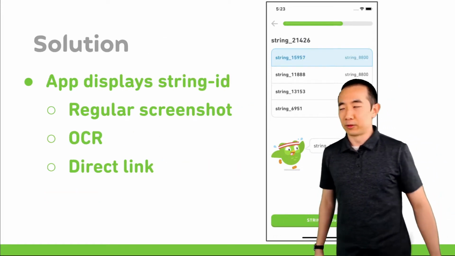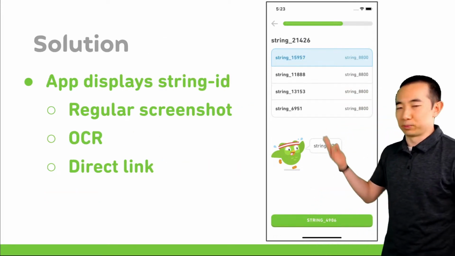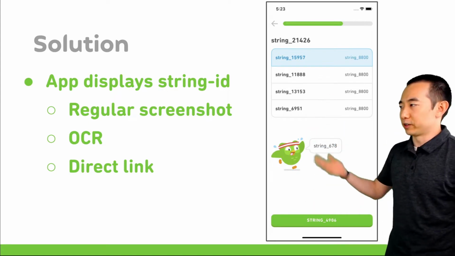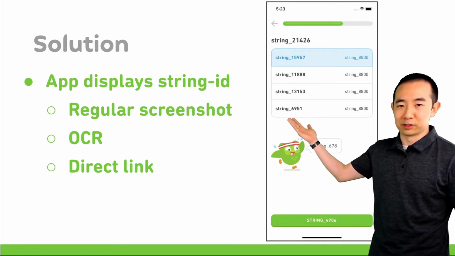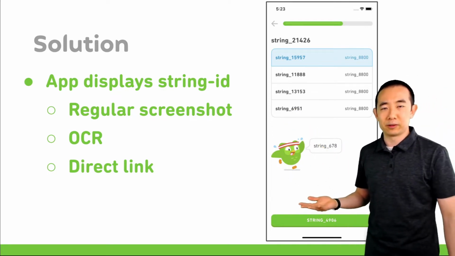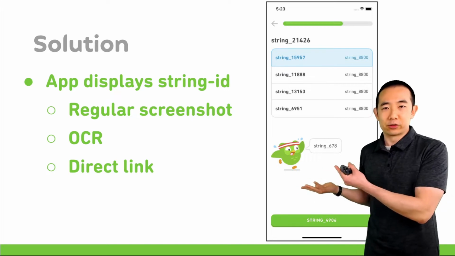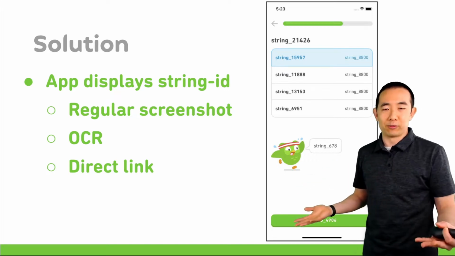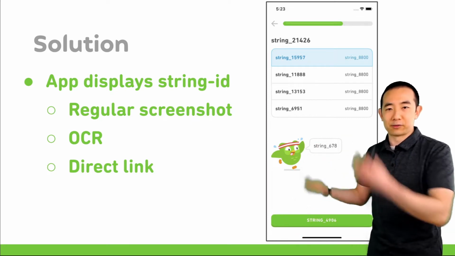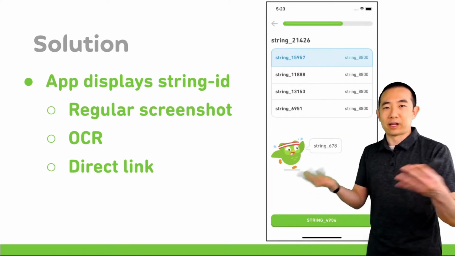The solution we came up with was to instrument the app to display the string ID instead of the localized text itself. So in this screenshot, we can see that all the text has been replaced by string and then some number ID. And this is very convenient because we can just capture this as a regular screenshot, and we already have all of the infrastructure for doing that. So we just slot this into our regular pipeline, and it collects everything as just another language, essentially.